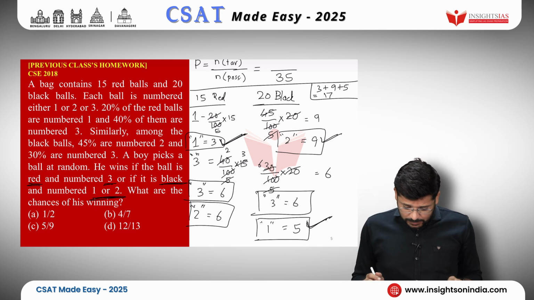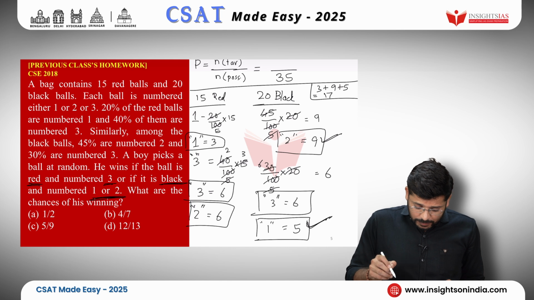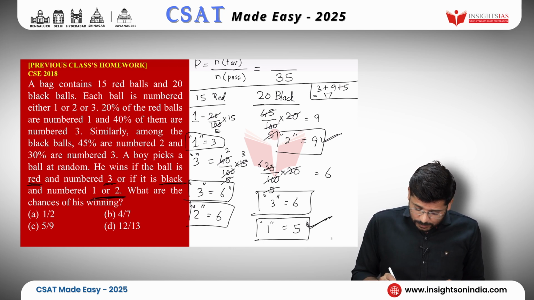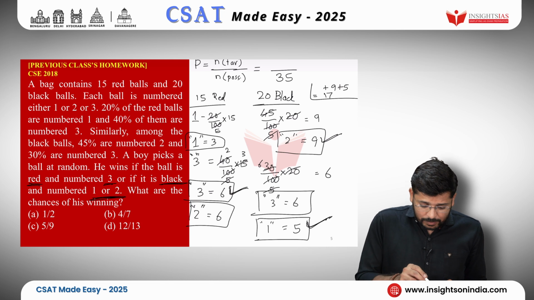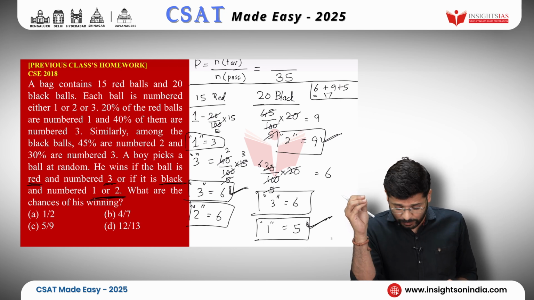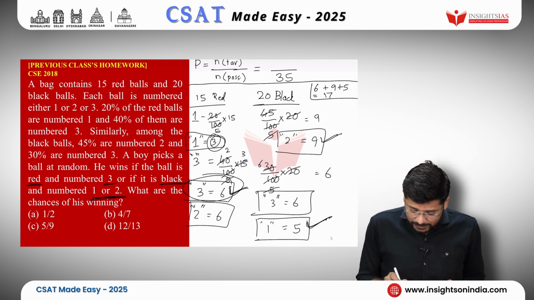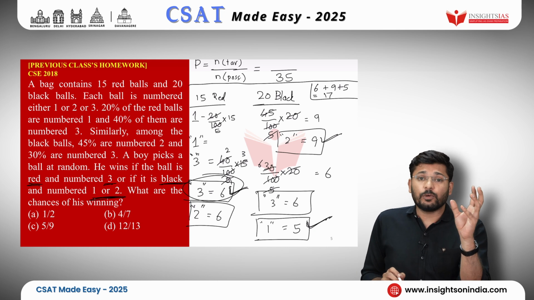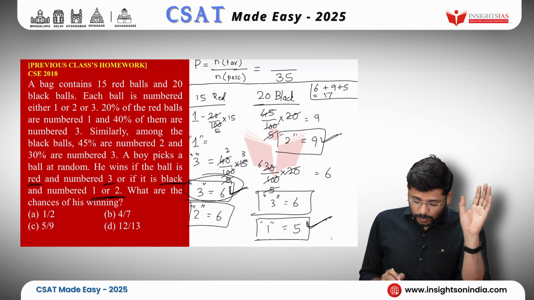No, I think we made a mistake. Sorry. If the ball is red, it should be numbered 3, right? And how many red color number 3 balls are there? 6. So the favorable condition should be 6 plus 9 plus 5. Sorry, I misread this 3. Okay, 6 balls have been numbered 3, and they belong to red.